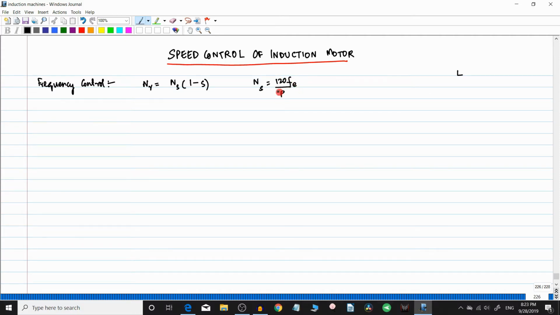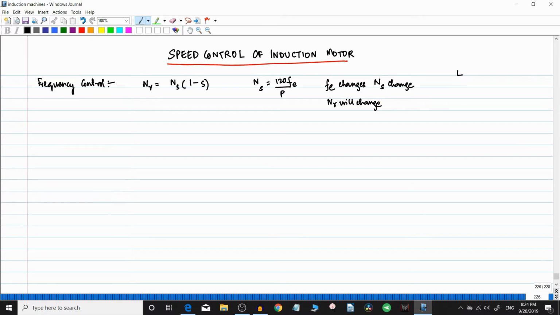So you can either vary the poles, which is called the pole changing method. We will discuss it in the end, but that is not a very frequently used method. This method is important: you can change the value of frequency. If the frequency changes, the NS value changes. When the NS value changes and the slip value is constant, the NR value will change.